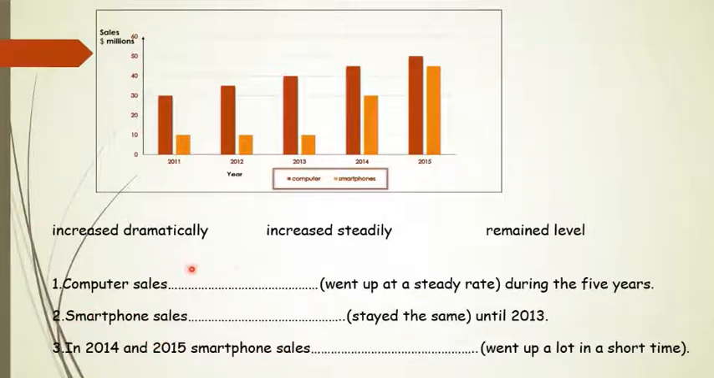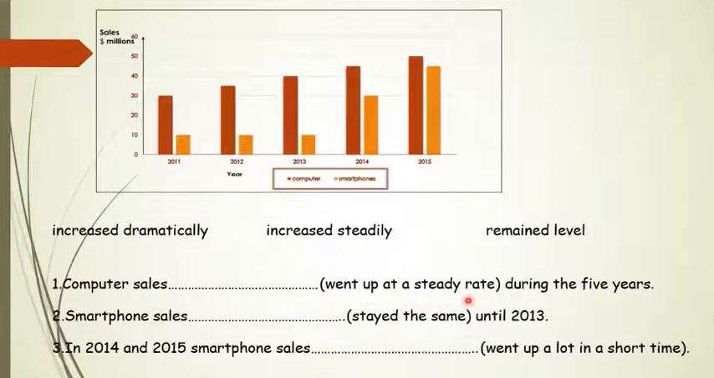So I think by now you are very familiar with these phrases: increased dramatically. When you look at the chart, you'll be able to figure out the places where you can see a sudden increase, increase steadily, remain level. I hope you are familiar. Let's try to make some sentences using these phrases. They are going to be very simple because the meaning is given here.